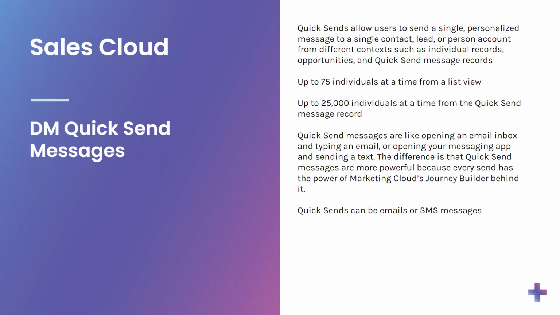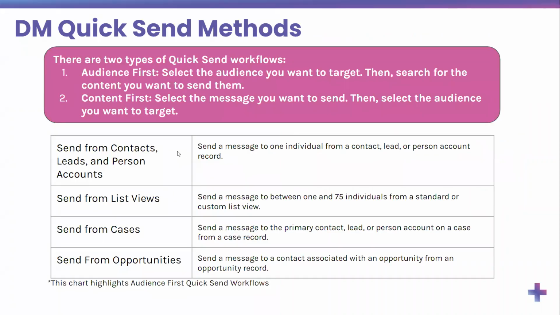And quick send messages are like opening an email inbox and typing an email, or opening your messaging app and sending a text. The difference is that quick send messages are more powerful because every send has the power of Journey Builder behind it. Elaborating on that, a quick send message is a simple one-touch journey. So you've created a distributed marketing journey with one touch, one email or one SMS. This is going to allow the end user to quickly pull up that message when they're viewing it on a contact record, select it from a dropdown, and edit it accordingly.